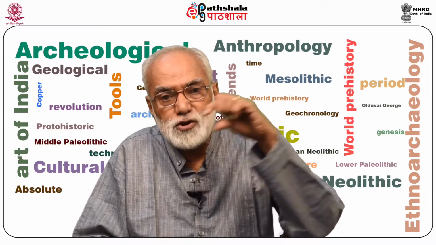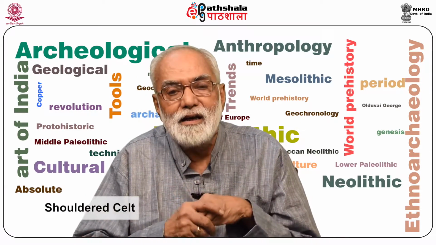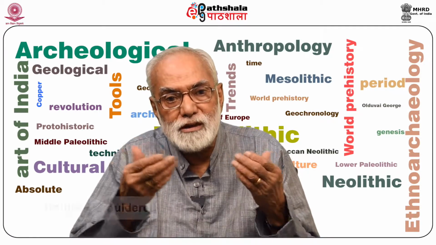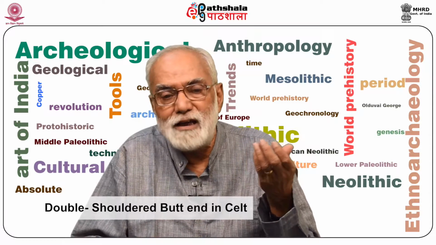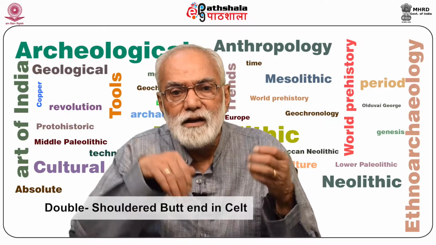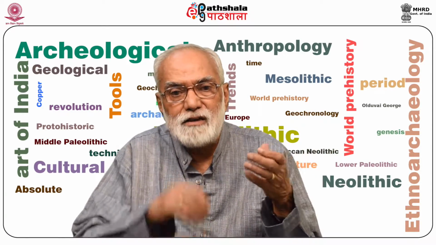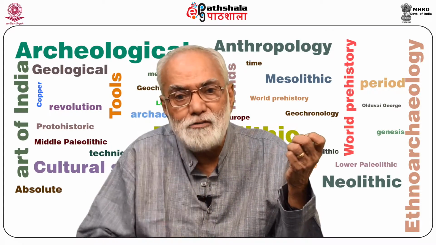So you have a shouldered celt. The transverse anterior end is a celt-like anterior end, but the butt end has double shoulders made, and these double shoulders definitely show as if they have been hafted. It's likely that they have been hafted in angular handles so that they can act as a kind of plow or hoe to scrape the ground, whatever.